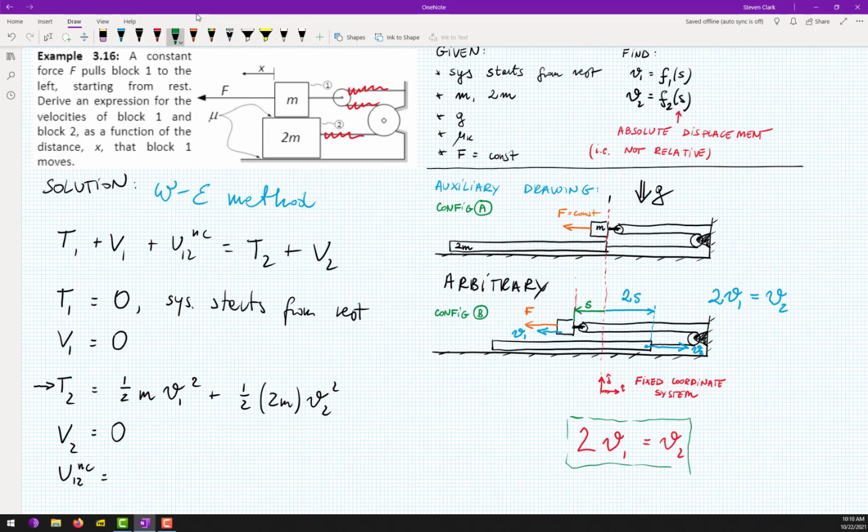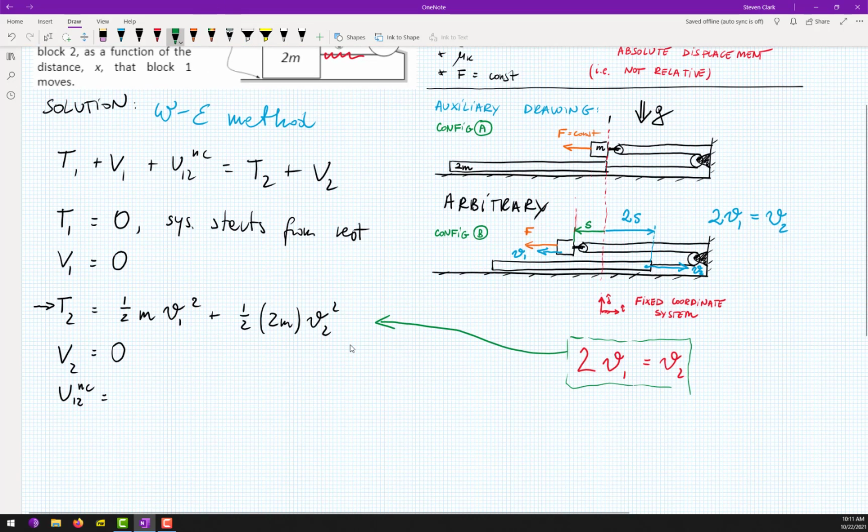Let's plug it here, and we will end up with this expression: T2 is equal exactly to 9 divided by 2 m v1 squared. Great. 80% of the problem done. So now this thing, U12 non-conservative.